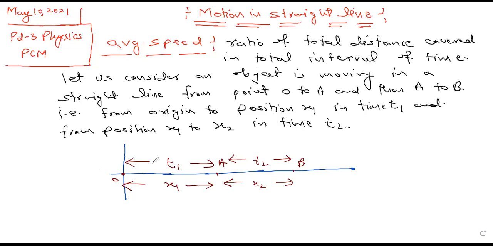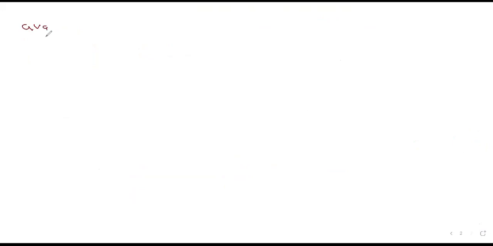Now you see the particle is going from O to A and then A to B. So average speed is x1 plus x2 upon t1 plus t2. Got it? I'm going on the next page. Average speed is x1 plus x2 upon t1 plus t2. This is your general equation.